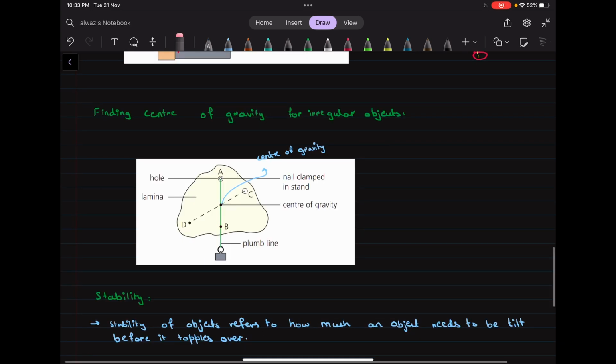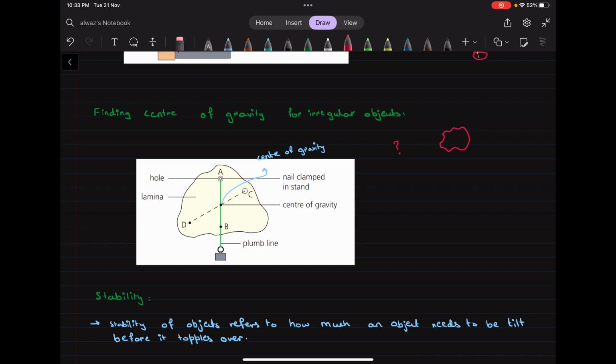Okay, so now what do we do for irregular objects? What are irregular objects, you might think? Well, these are the objects that don't have a defined shape like this. We can't say this is a circle, we can't say this is a sphere, or we can't say this is a cuboid. These are irregular objects.